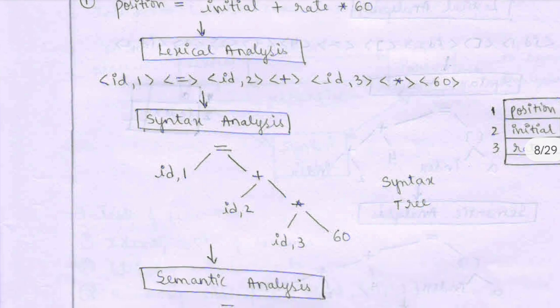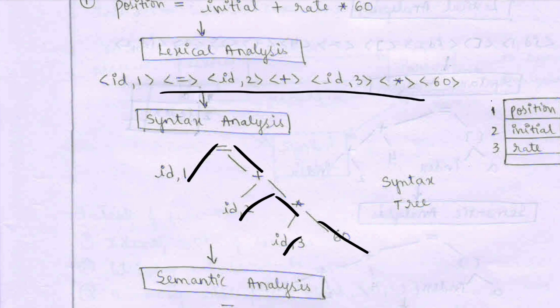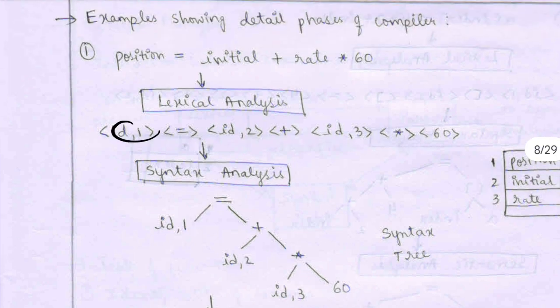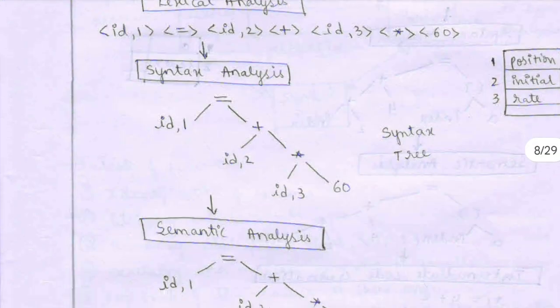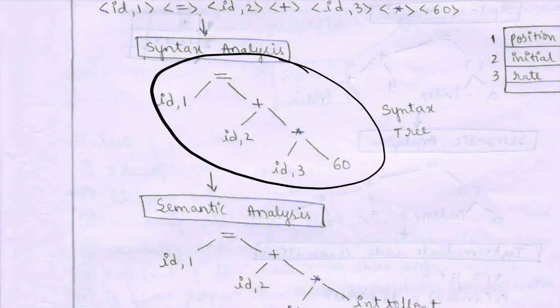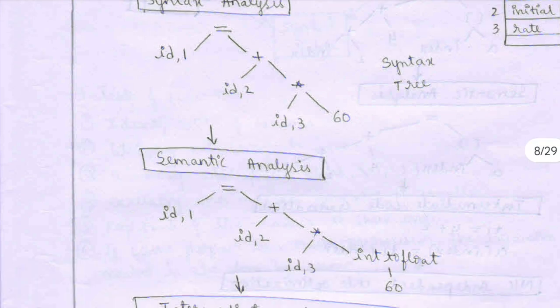And syntax analysis will make it into a separate syntax tree, and these things are stored here. What does 1 represent? Position. 2 represents initial, 3 represents rate. Because we have written ID and comma 1, right? So what does it represent? Position. And then ID and 2 represents initial, ID 3, and then 60 only here. So what are the variables that are present here? That is mentioned in the symbol table. That is the second phase.